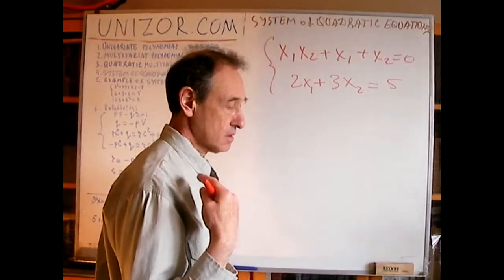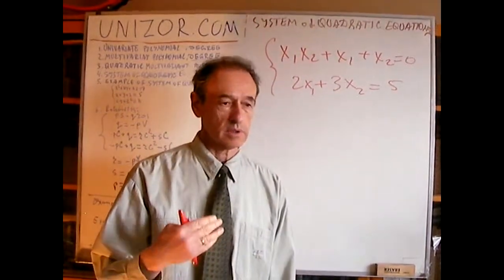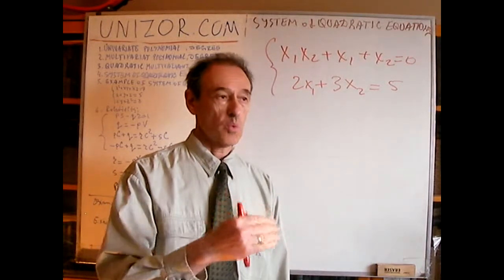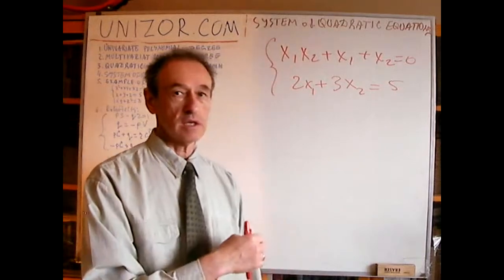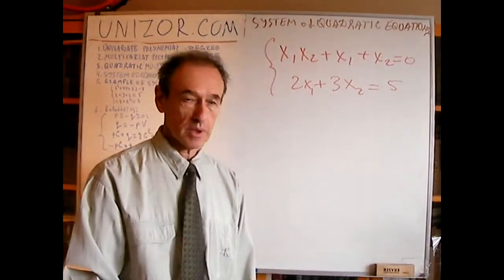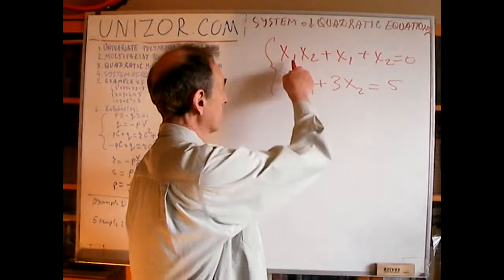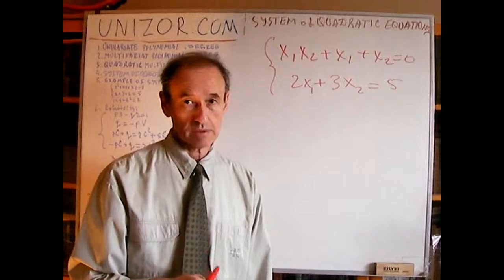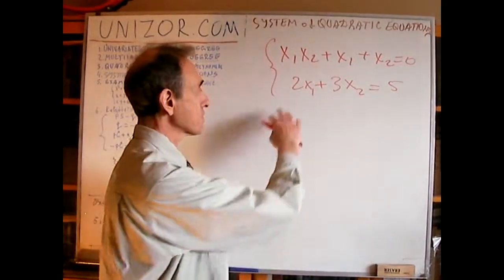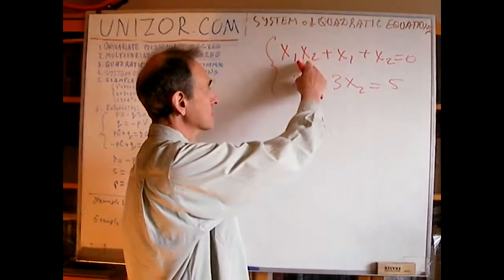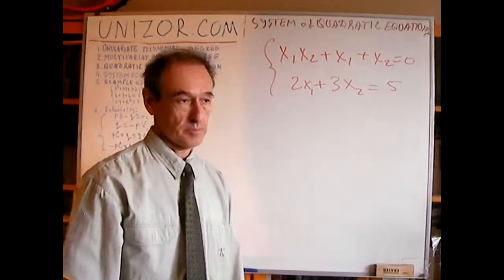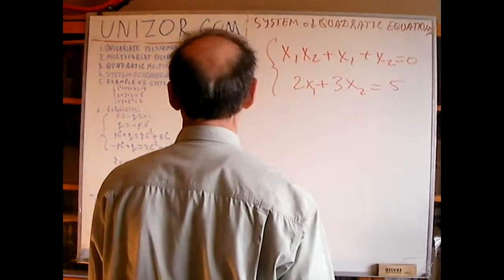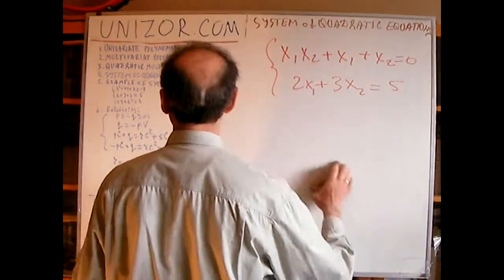So again, the system of quadratic equations is a system of equations with the left part containing multivariate polynomials, at least one of them of the second degree, and there is no more than second degree polynomial. So there is no third degree or fourth degree, etc. So it's either second degree or the first degree multivariate polynomial. So that's the definition.